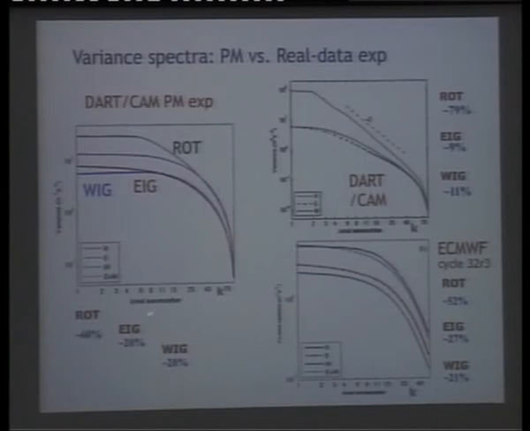Now, what is shown here, I'm showing you properties of the forecast errors as a function of the zonal wave number. This is just the amount of the forecast error, background error variance in the perfect framework, in the ECMWF operational system, and in another simulation with DARTCAM based on real data. So just forget this one because of lack of time and look at these two. There is something very interesting.